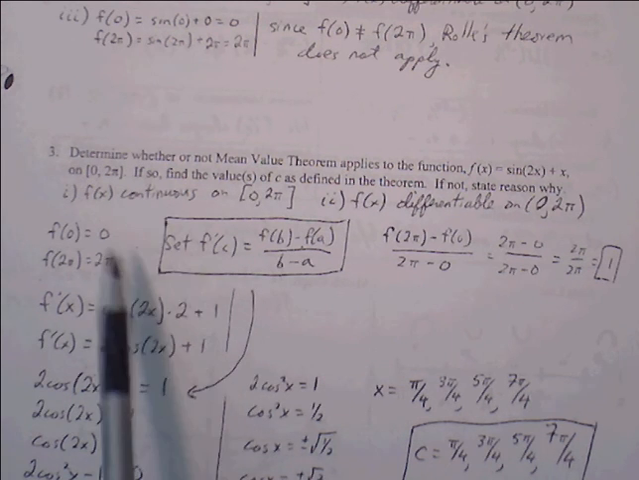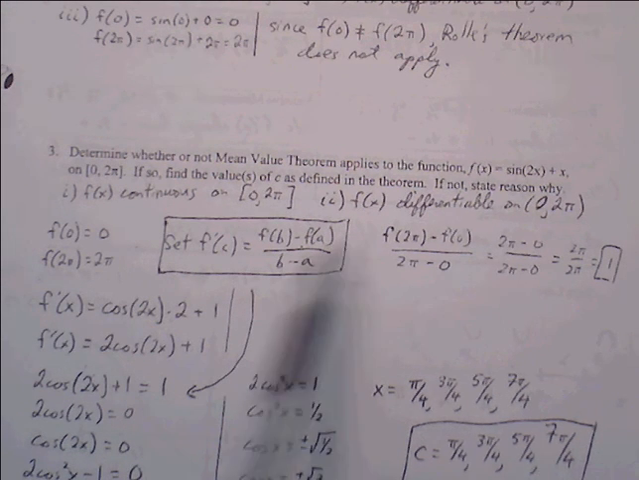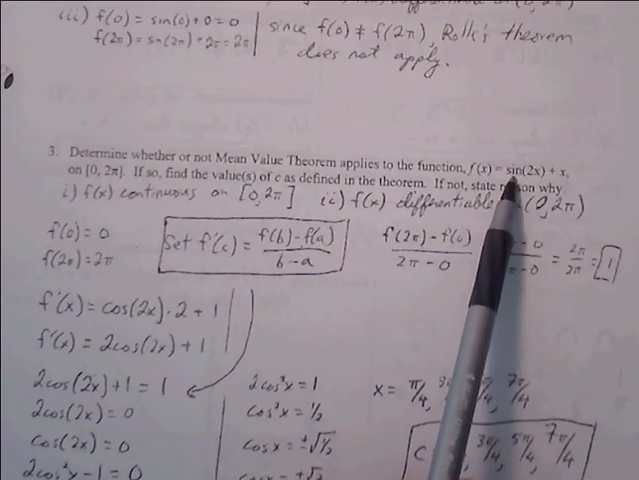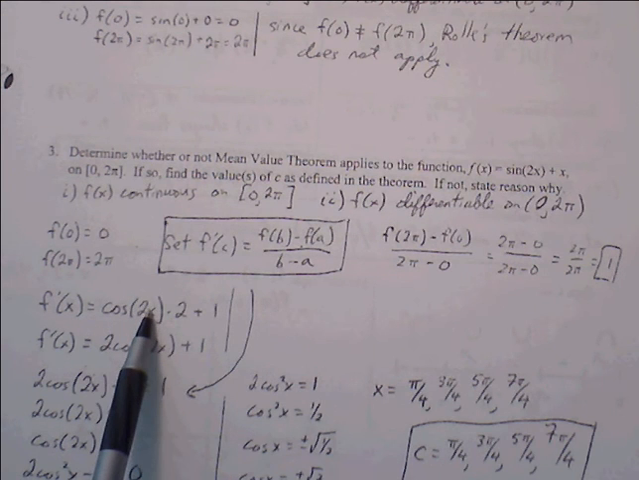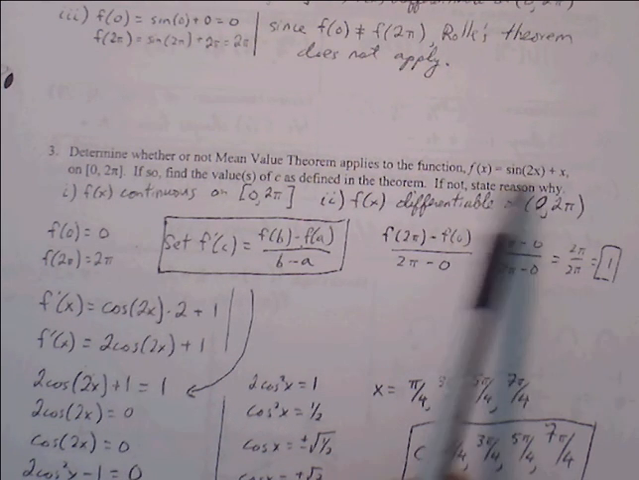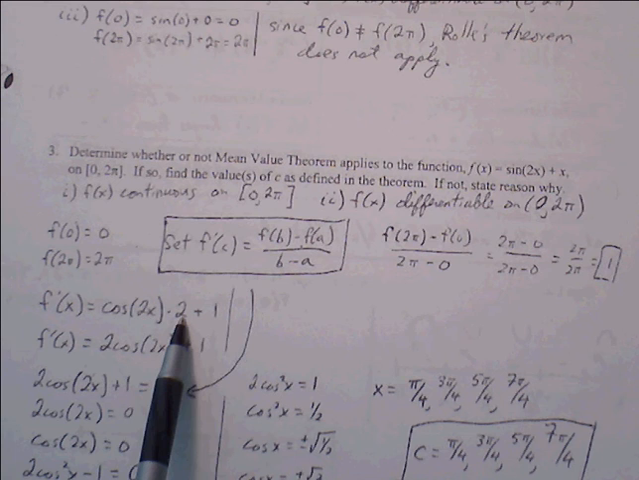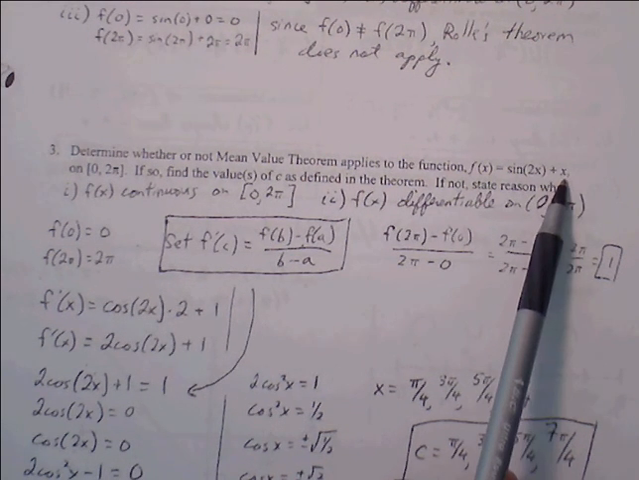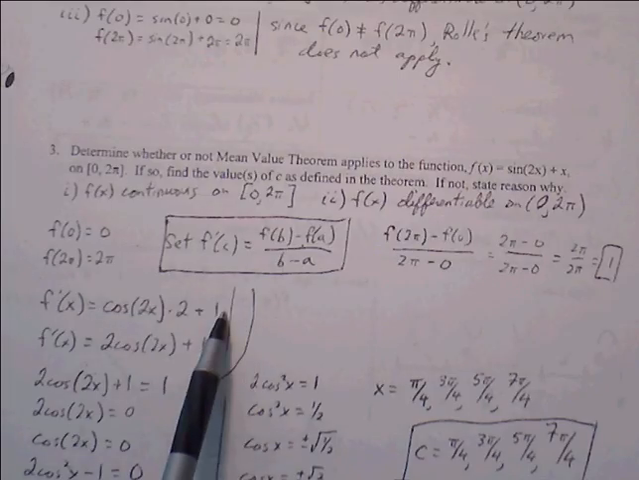What we need to do next is find f prime, the derivative of this function. Sine of 2x becomes cosine of 2x times 2. We have to go through the chain rule: the derivative of sine of u is cosine of u times u prime. U prime is the derivative of 2x, which is 2, plus the derivative of x, which is 1. So we have our derivative.